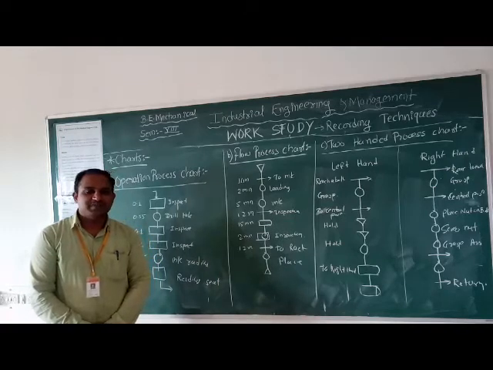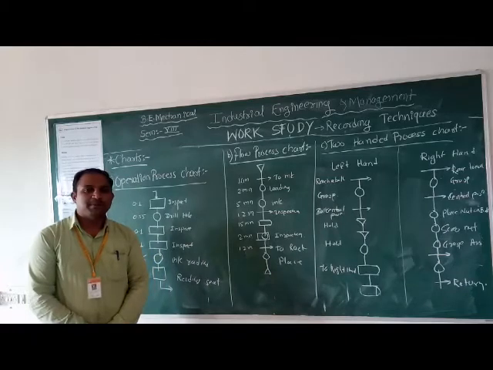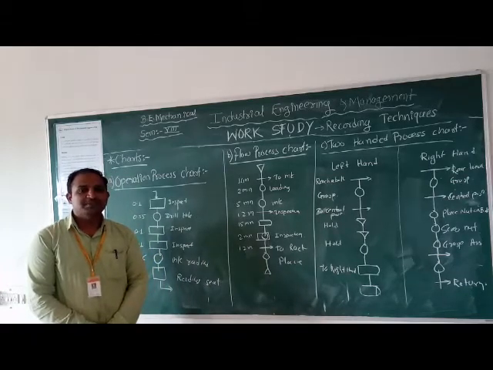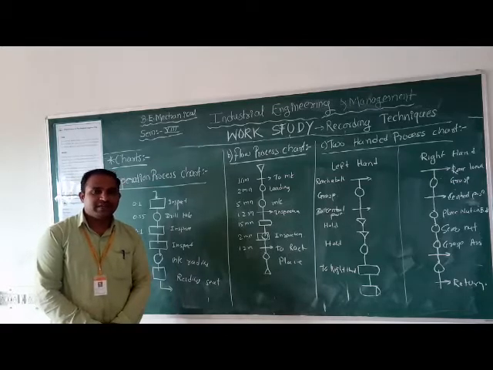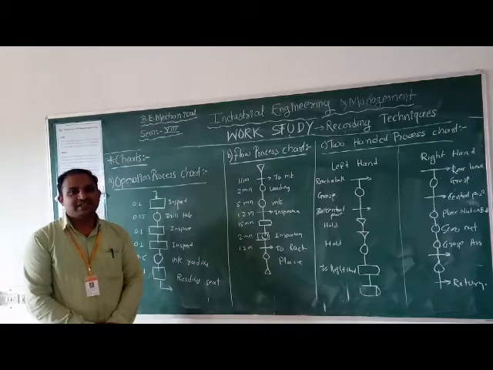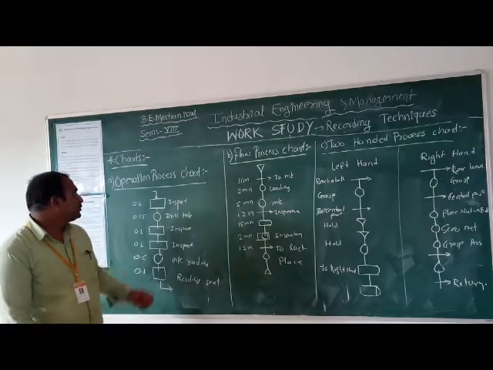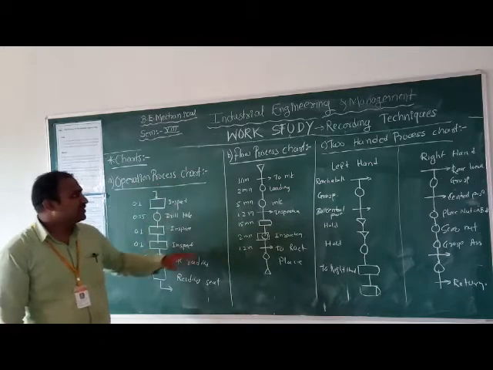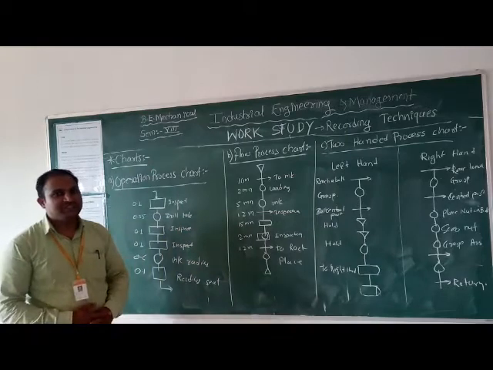In a chart, it can indicate the time of activity, type of activity, number of workers, number of machineries involved in the activity, and then the direction of activity. All the complete description is given in a chart. Charts can be divided into operation process chart, flow process chart, and two-handed process chart.